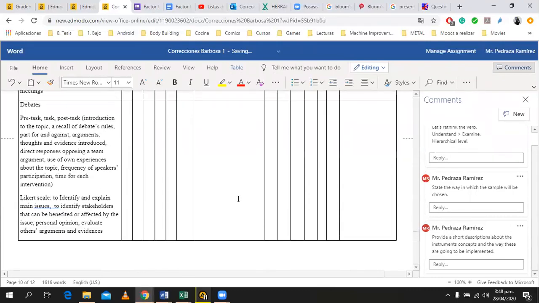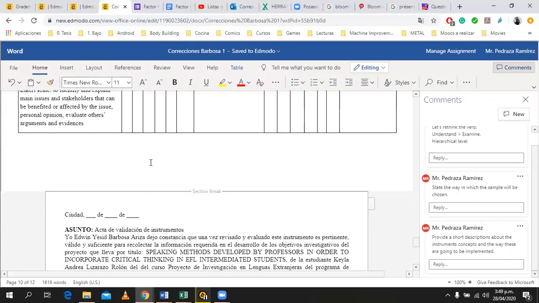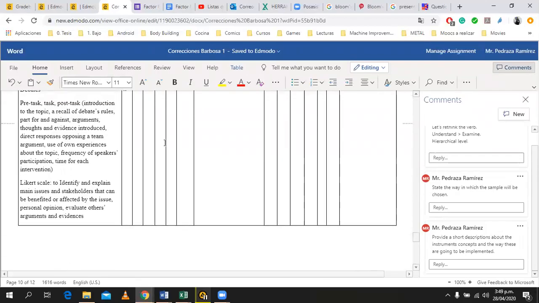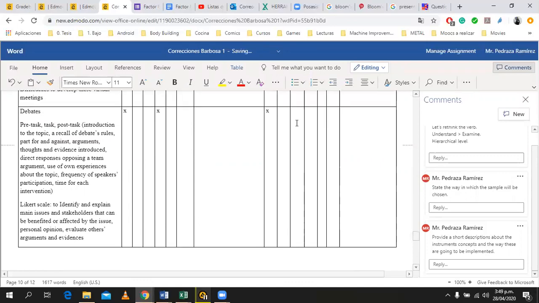Debate. Okay, pre-task, task, post-task. So this is going to be related to task-based learning. Like in this case, identify and explain main issues, stakeholders, and stakeholders that can benefit or be affected by the issue, personal opinion. Perfect. But wait, I think there are others. More? No, yeah, I know. Okay, we're finished. Very good.